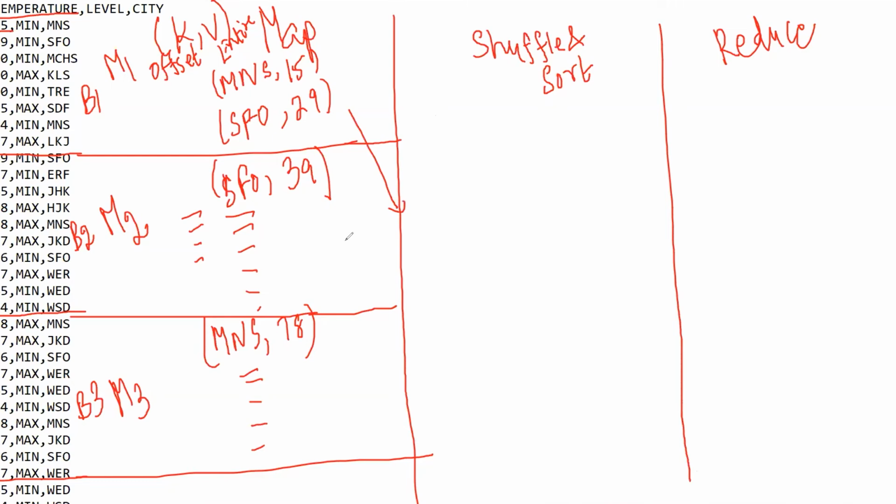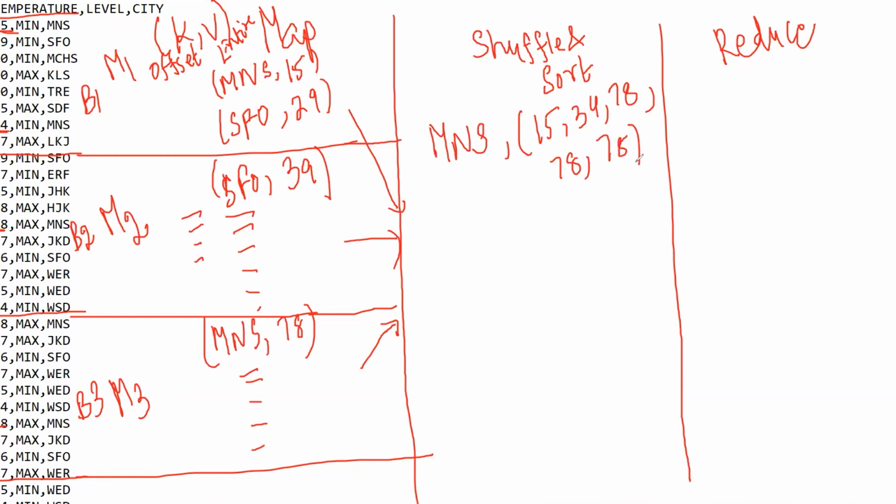It will take the output of all of your mappers and it will look like this. It will shuffle them. So let's take MNS. From the first block itself, I have two temperatures coming, 34 and 15. So it will take 15 and 34. Similarly, from the second block, I have 78. Any other MNS? Okay, nothing. Now, from the third one, is there any MNS? Yeah, there is one more 78, right? And one more 78 too.